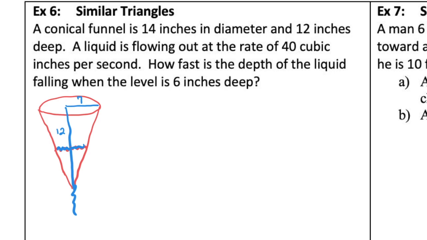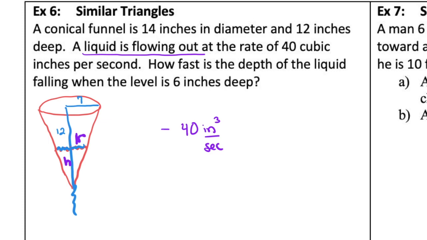Now, because the liquid is changing, we're going to put labels to represent the parts of our picture that will be changing. In this case, the radius of the liquid and the height of the liquid. We're told that the liquid is flowing out at a rate of 40 cubic inches. Let's look at that closer. 40 cubic inches per second.